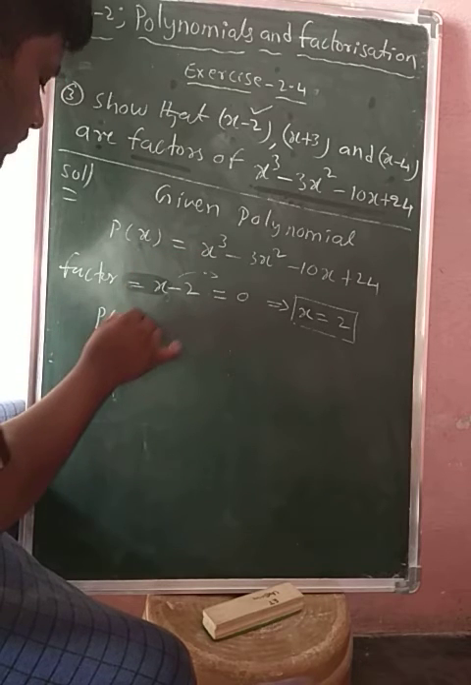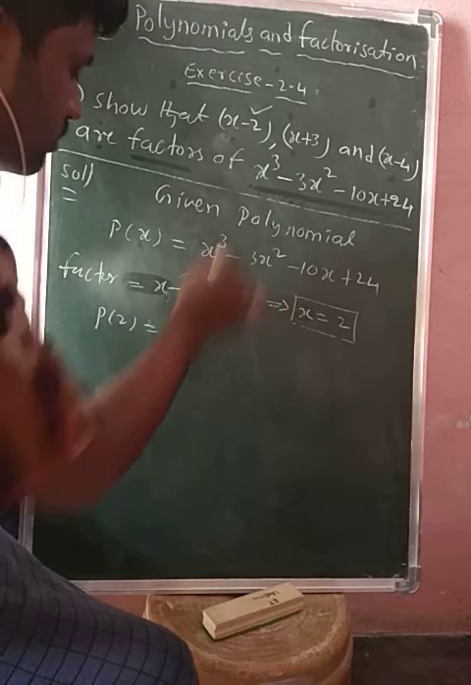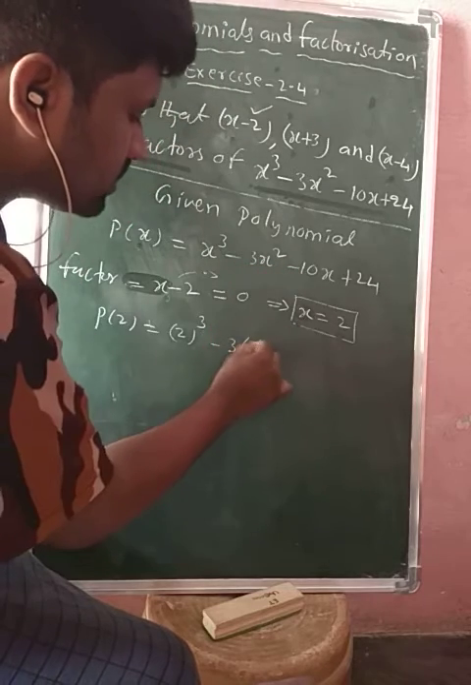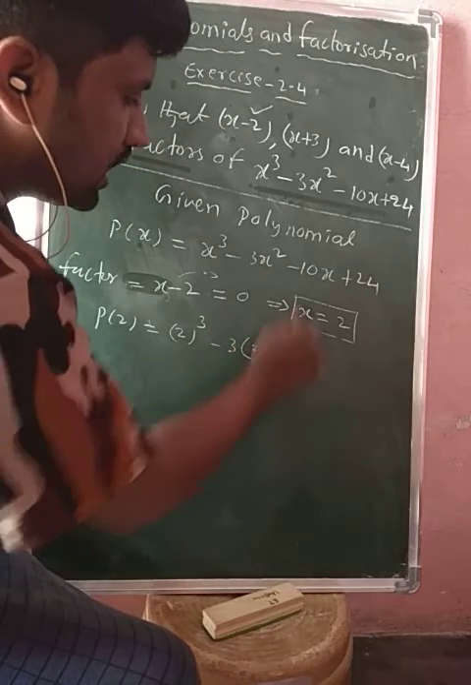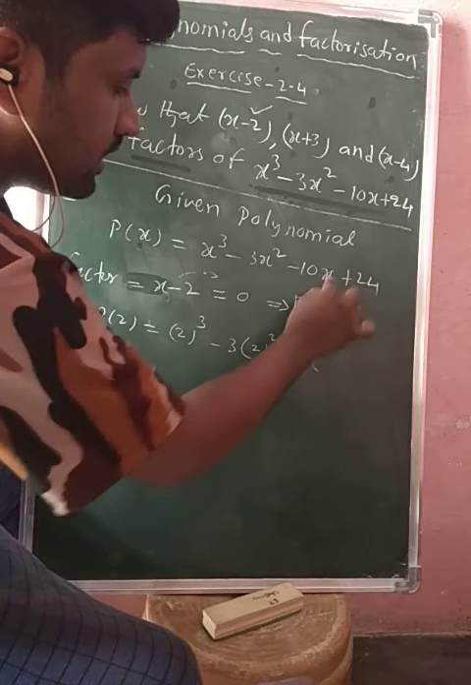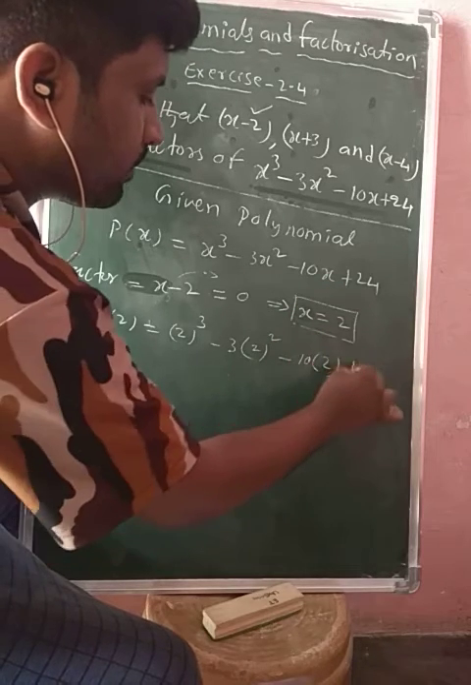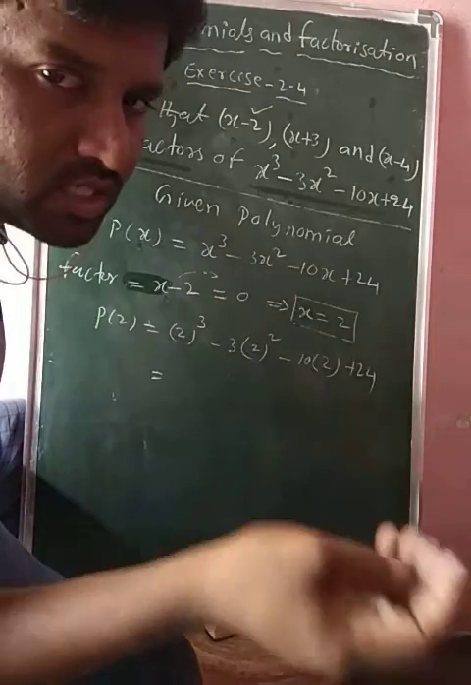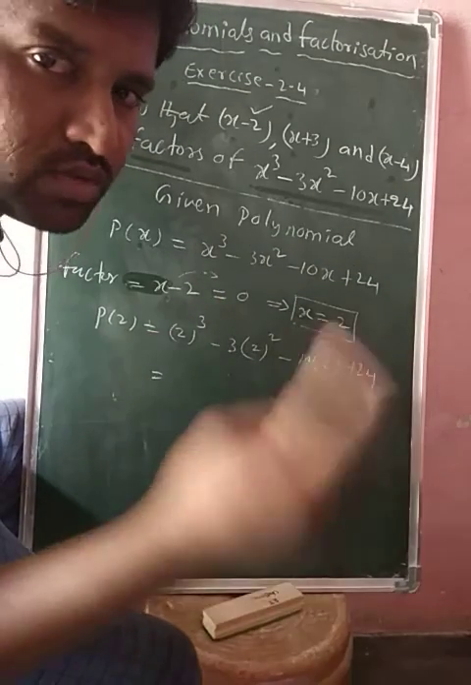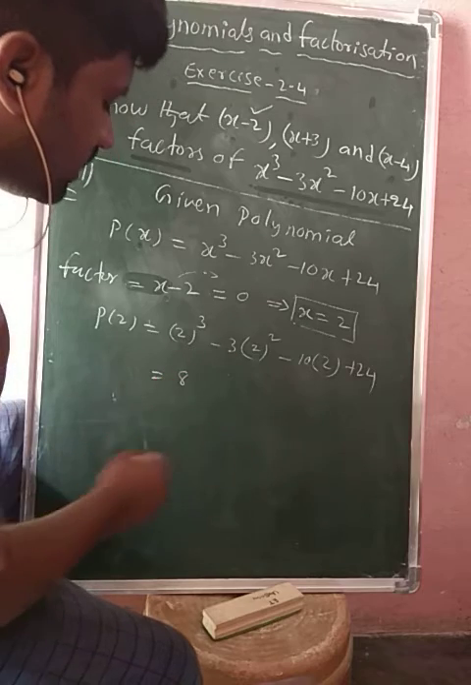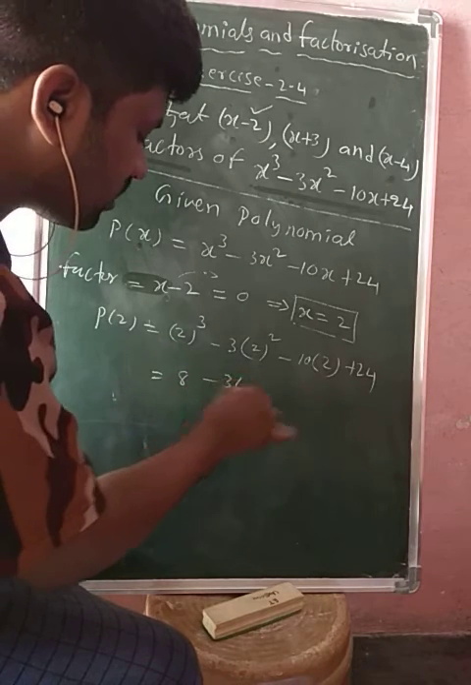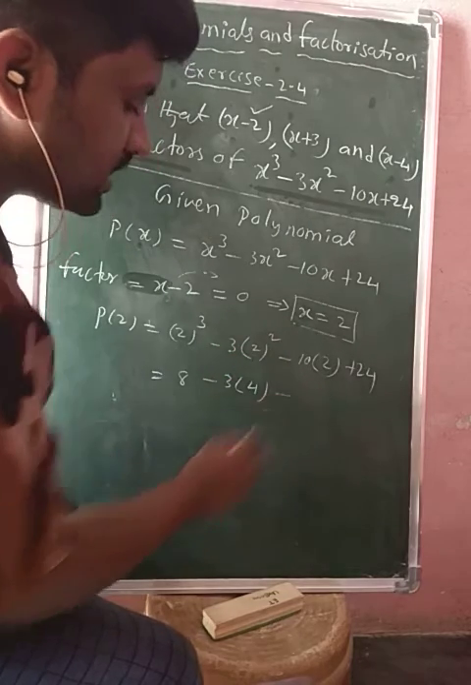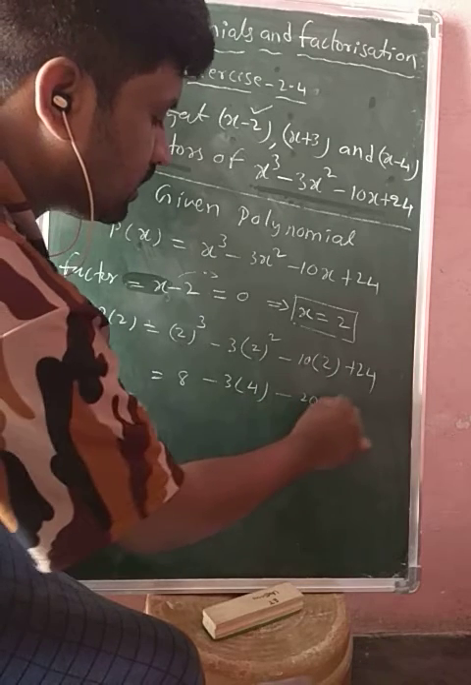That is p of 2 is equal to x cube, that is 2 cube, minus 3 of x square, that is 2 whole square, minus 10 of x, that is 2, plus 24. Now 2 whole cube means 2 raised to the power 3, that is multiply 2 three times. 2 2s are 4, 4 2s are 8. 2 cube means 8, minus 3 of 2 whole square, 2 square means 4, minus 10 2s are 20, plus 24.